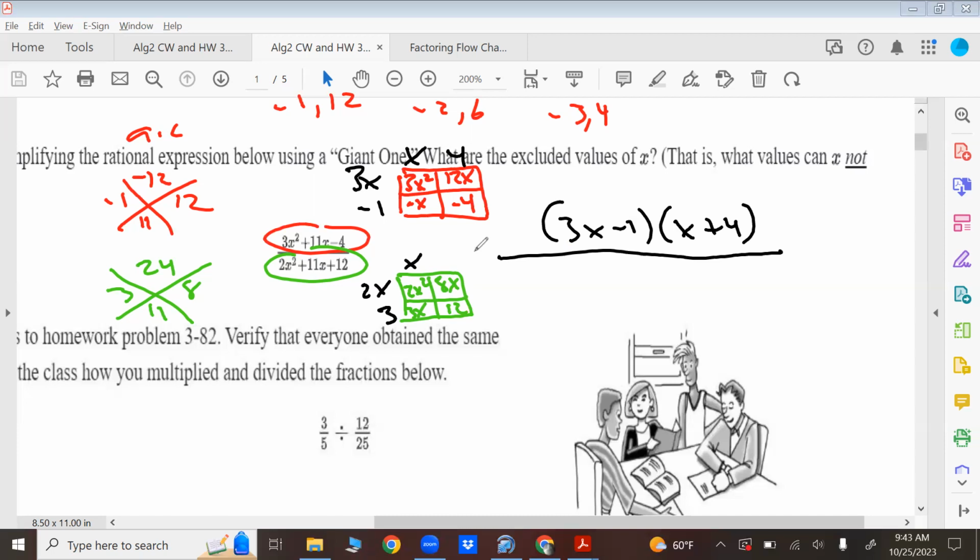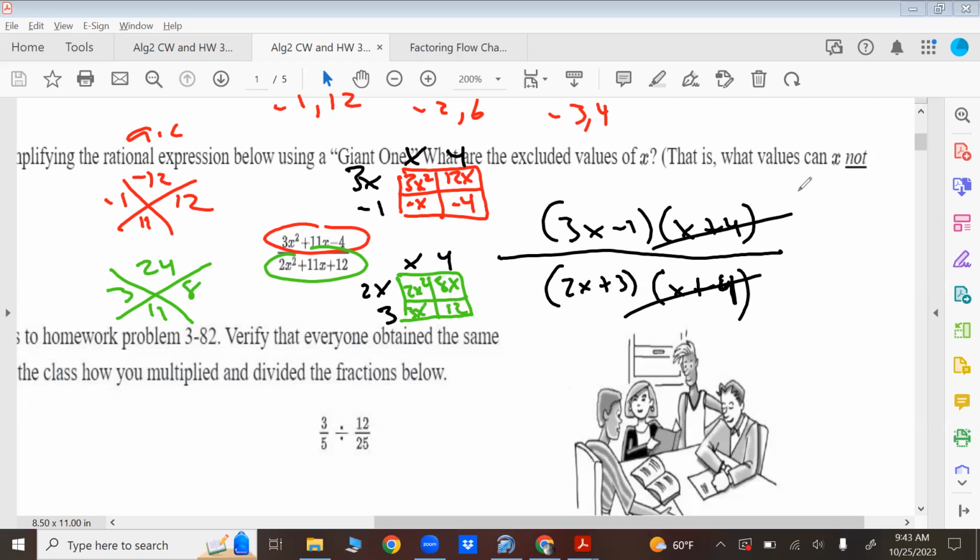3 and probably 4. Okay. So I got 2x plus 3 and x plus 4. What crosses off? x plus 4. Yes, and you can do that because each of those x plus 4 is being multiplied with the other groups. So that is okay.